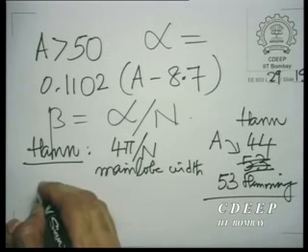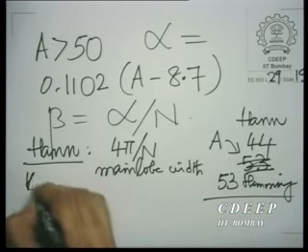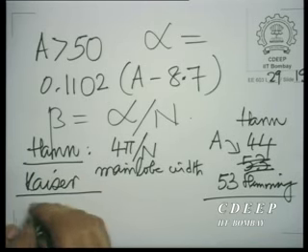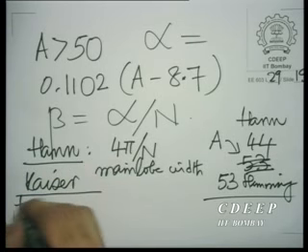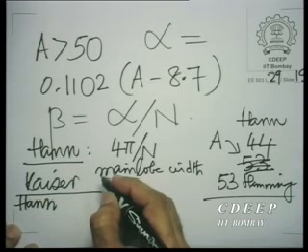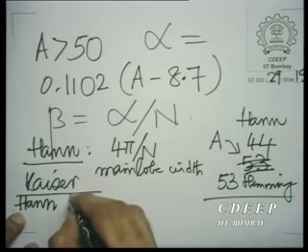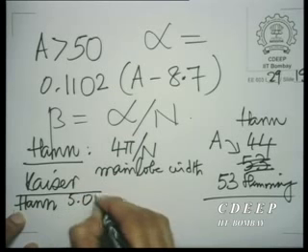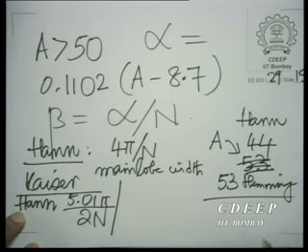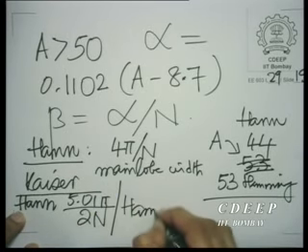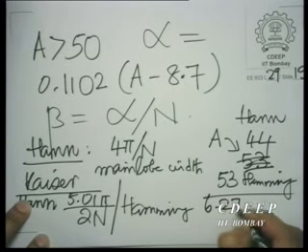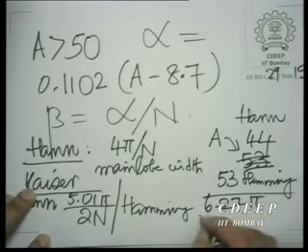For the Hann window, if you take the equivalent Kaiser window with the same alpha, the corresponding main lobe width or the transition width becomes 5.01 pi by 2n. And for the Hamming window, it becomes 6.27 pi by 2n.